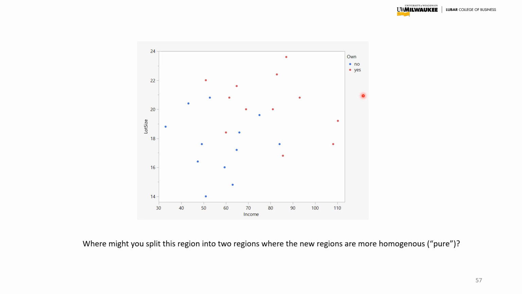And remember how trees work. We're splitting the predictor space at values. So what are we doing with classification? What we want to do is try to find a split, either on income or lot size in the first round, that will give us two regions that are what I would call more homogeneous, more pure, in the sense that they're more dominated with one color or the other.